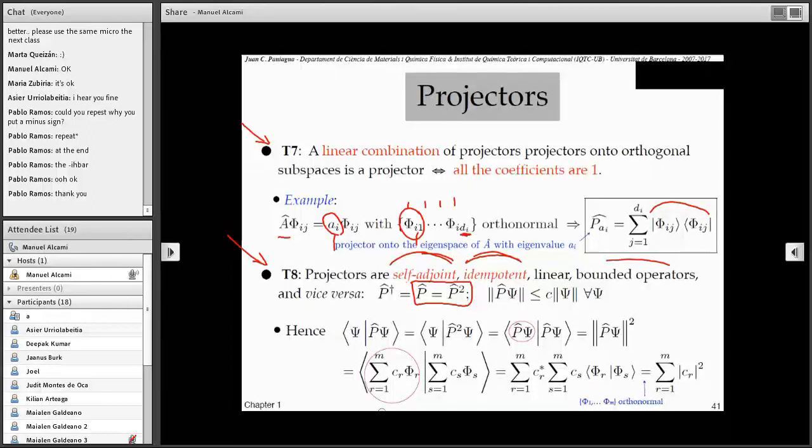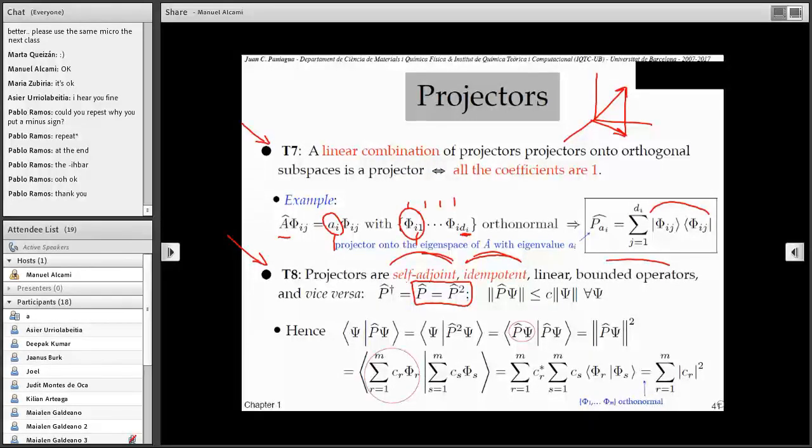If we project one time, for instance, in R3, if we apply a projector onto the horizontal plane, we obtain a vector in the horizontal plane. And if we project it again, the result is not changed because we are already in the horizontal plane. This is psi, this is P psi, or P square psi, or we can apply the projector as many times as we like. That's the meaning of boundedness, but it's not relevant for our discussion, so we leave it.